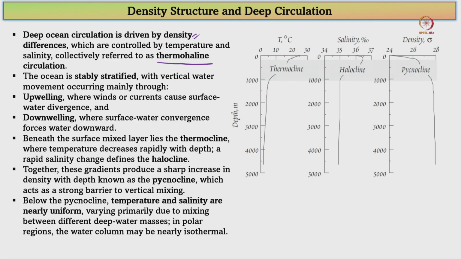Now, the ocean is very stably stratified. There are very fixed blocks that we have seen, with the vertical water moving mainly through upwelling and downwelling zones. So, there are regions where the winds or the currents cause divergence of the water. If the water currents and the winds are getting diverged, what is happening?